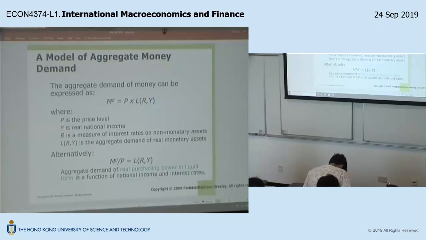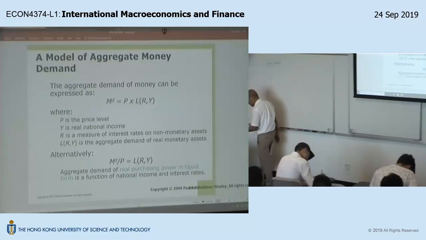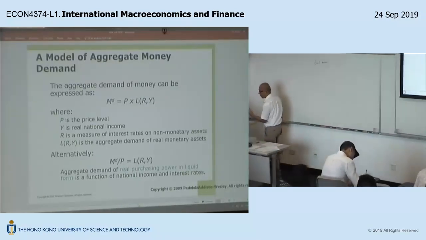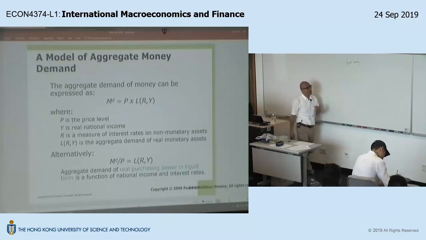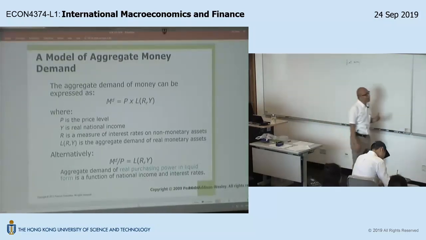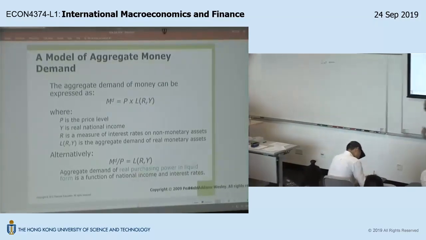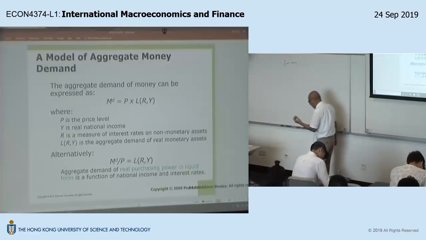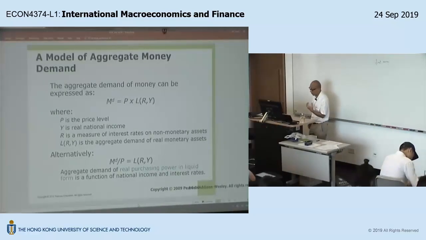The demand for real purchasing power in liquid form comes from the fact that people demand purchasing power for transactions, and also from the fact that people take into account the opportunity cost of holding this liquidity.